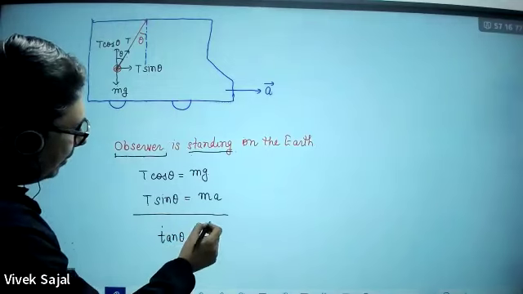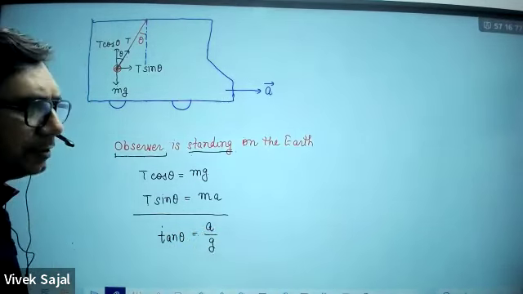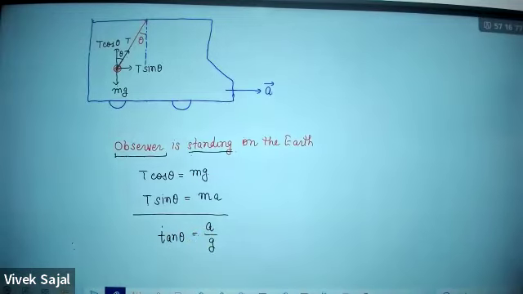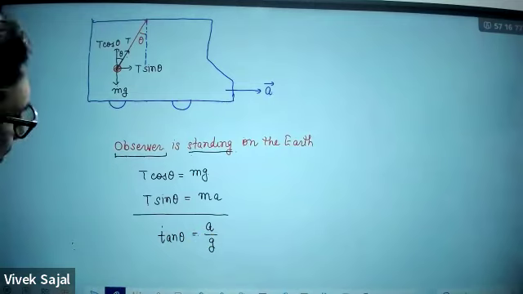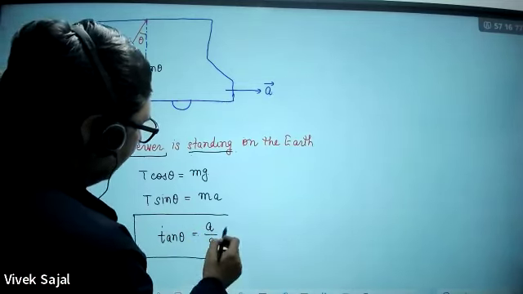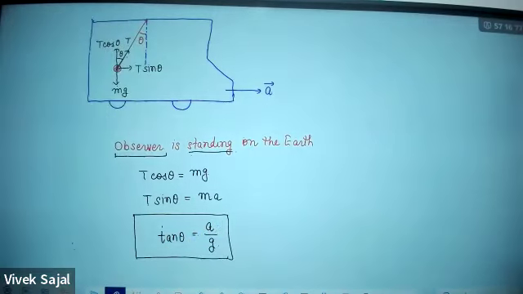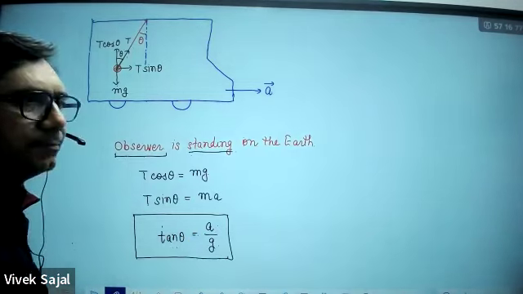And that will be A upon G. A upon G, okay? That will be equal to A upon G, tan theta. So this is the acceleration. From here I can find this angle. If I know A and G, then I can easily find out this angle.